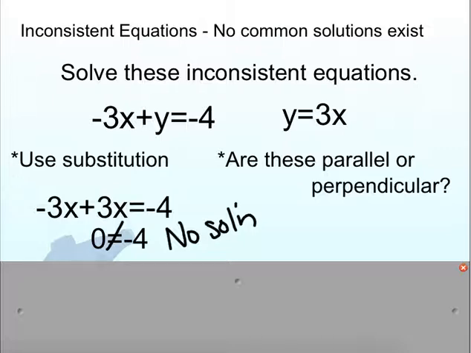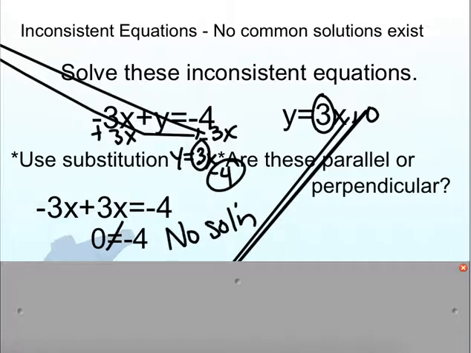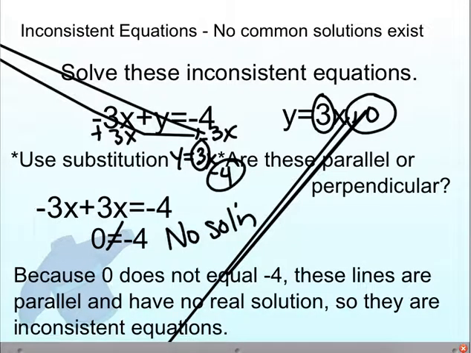And that is because these are parallel. If we were to get both of these into slope-intercept form, I would add 3x to each side and see that y is equal to 3x minus 4. That means we have the same slope in each equation but different y-intercepts. So these are actually parallel lines. Yes, these are inconsistent, no common solution exists, because they will never cross, they will never touch, they are parallel. Okay, let's try another one.